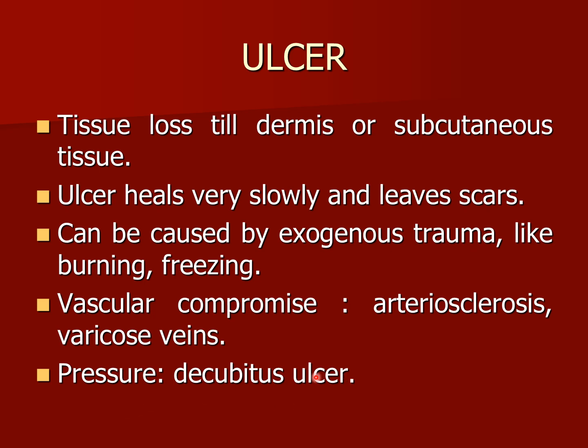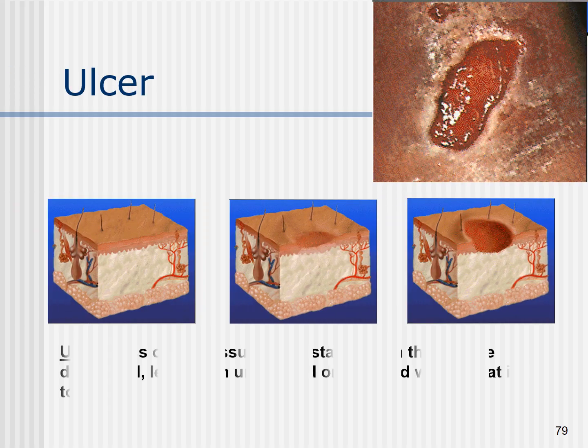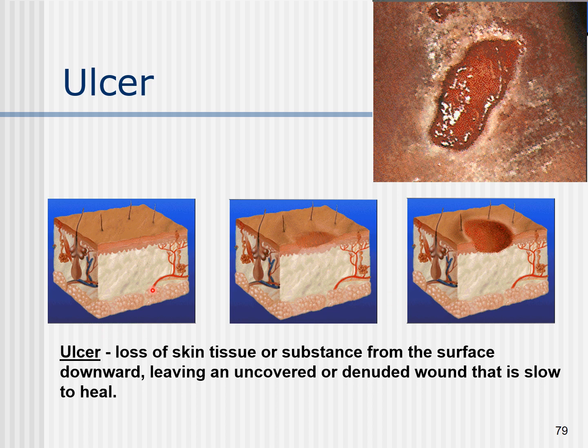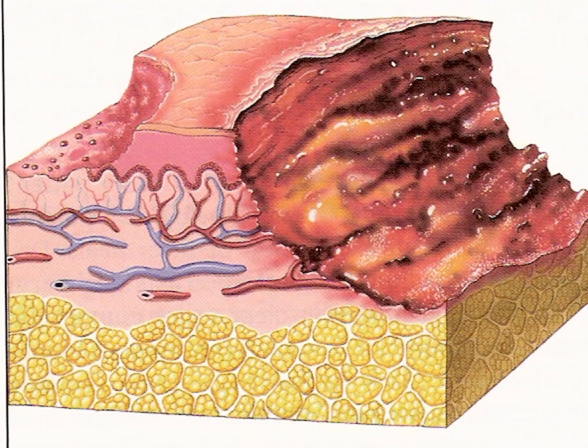These ulcers we can see in many cases when a patient lies for a long time. Here we can see a deeper process down to the dermis. Ulcer is loss of skin tissue or substance from the surface downward, leaving an uncovered, raw wound that is slow to heal. Here we can see the same ulcer.